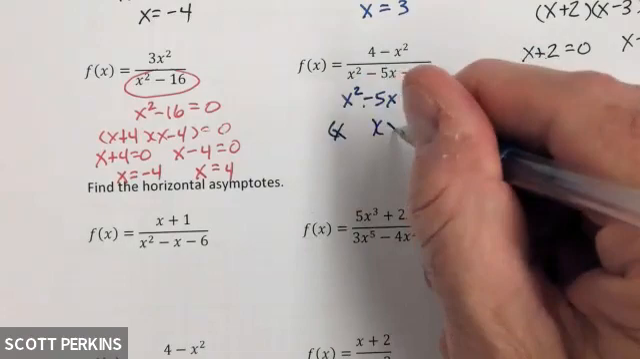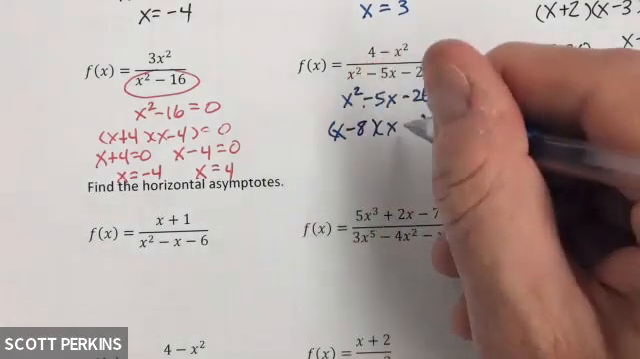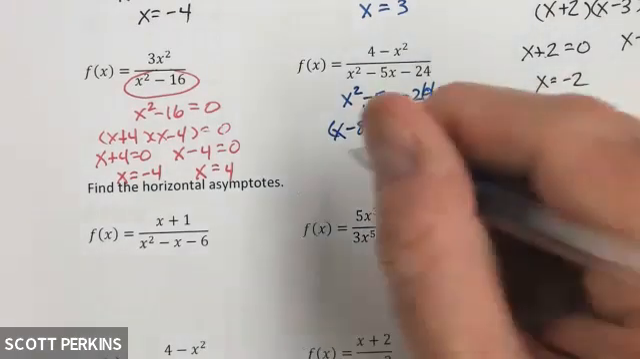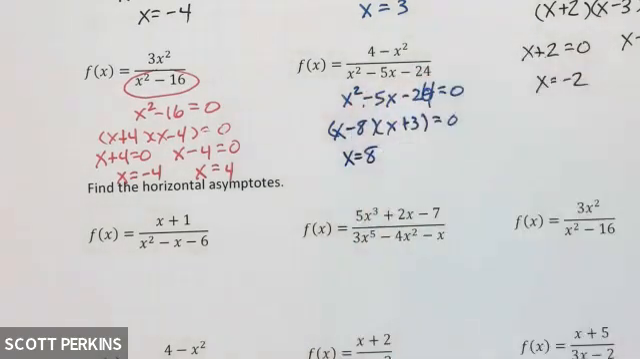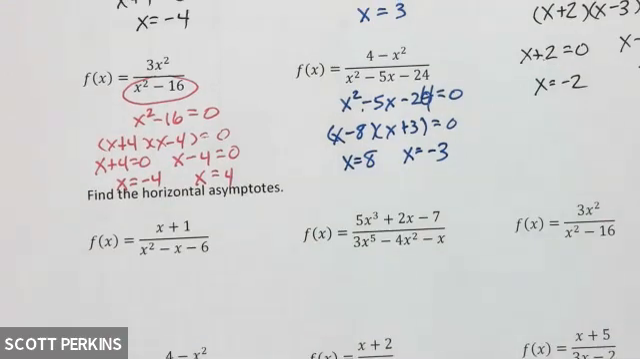So the two factors of -24 that add up to -5. Hopefully you wrote down -8 and +3. So that gives you 2 asymptotes. The first one happens at the x value 8. You'll put a vertical line there. The second one happens at the x value -3. You're going to put a vertical line there. And that's where we'll stop.